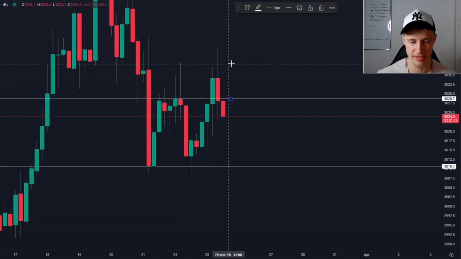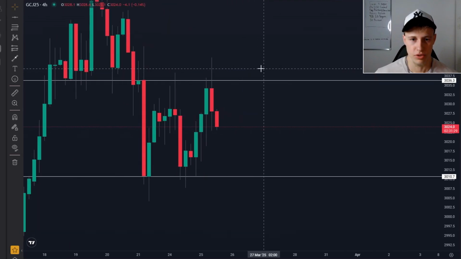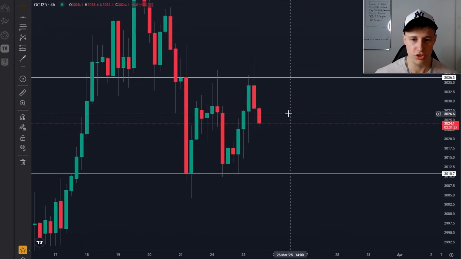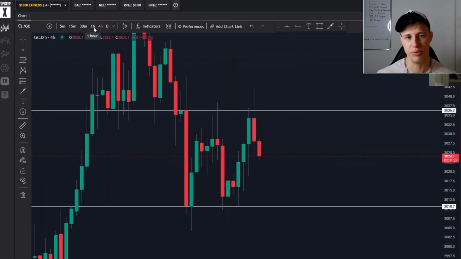If you look at this level right here, let's just readjust and put it up here. So we are in this overall 4-hour range, so we gotta go down to the 1-hour time frame with the bias of being pretty bearish both on the daily time frame and the 4-hour time frame.